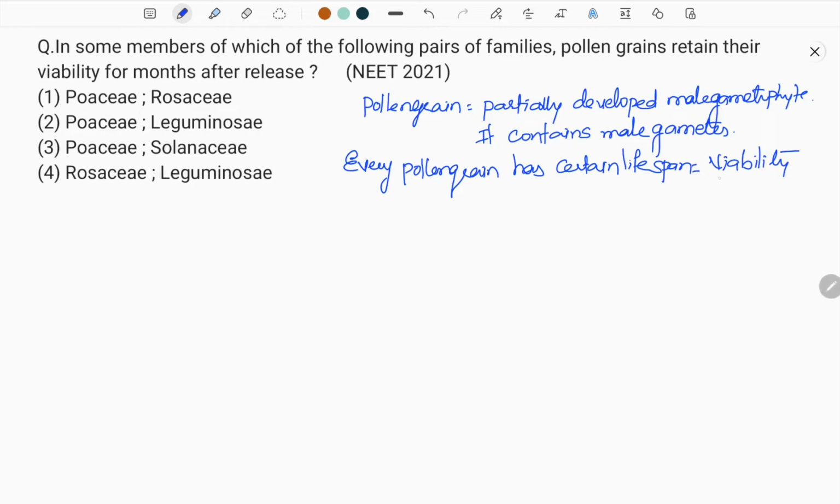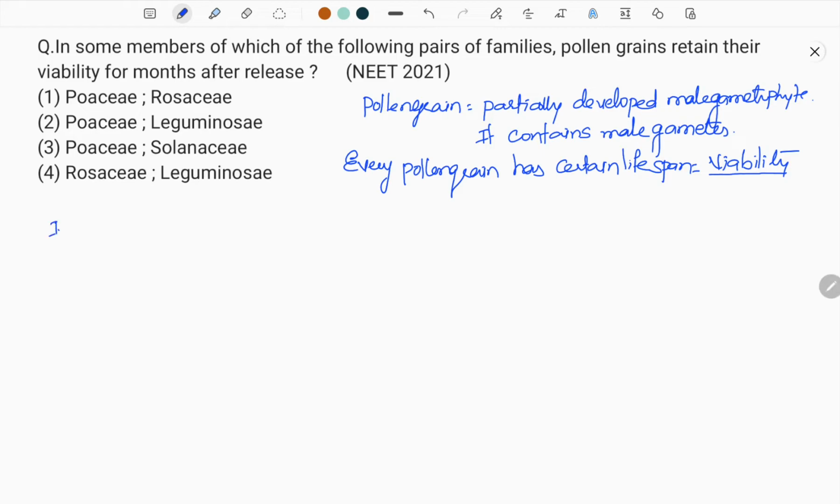Only till the viability lasts, that is, till it is alive, can it perform pollination. Once the pollen grain is dead, it cannot perform pollination or fertilization. That is the case here. It is asking which families have viability lasting for months. Before getting into the question, we should discuss some points about the viability of pollen grains.